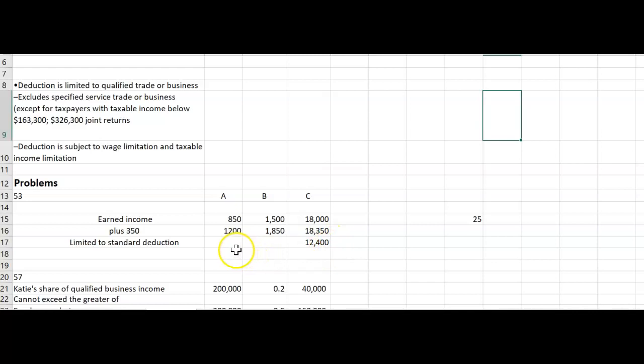In the prior two examples, we were comparing the earned income plus $350 to the standard for a dependent child of $1,100. And in both cases, they exceeded the $1,100, and that was what is allowed. However, once you get to the standard deduction of $12,400, your dependent child is limited to that standard deduction.